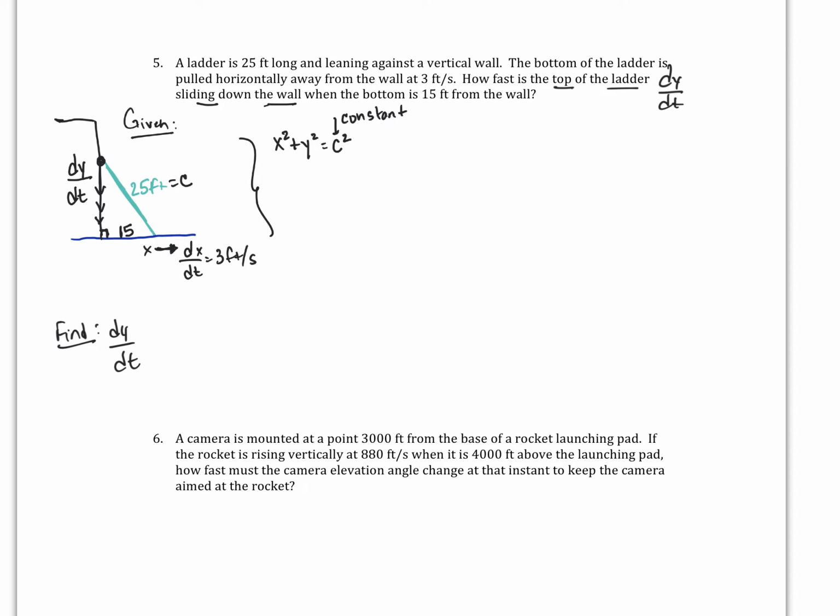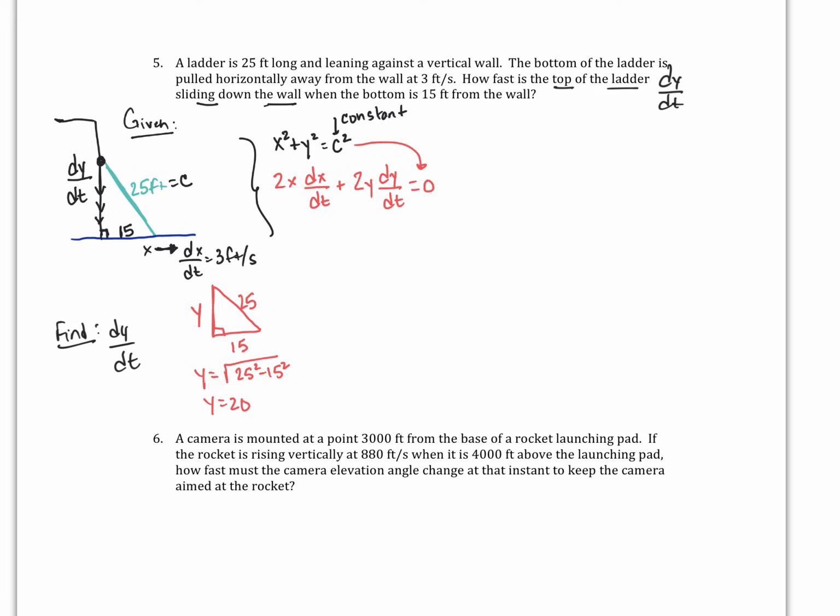So let's take a look at what we got. 2x dx dt plus 2y dy dt equals 0. Why is it 0? Because that's the derivative of a constant. All right, is there something I need? Yep. I know that this is 15. I know that this is 25. I still need that y value. So y is going to be the square root of 25 squared minus 15 squared. And that comes out to be 20.